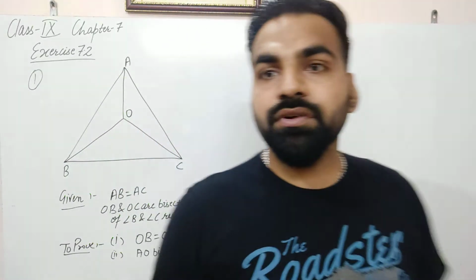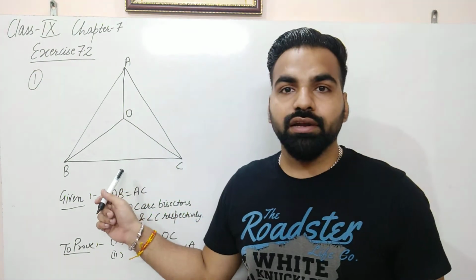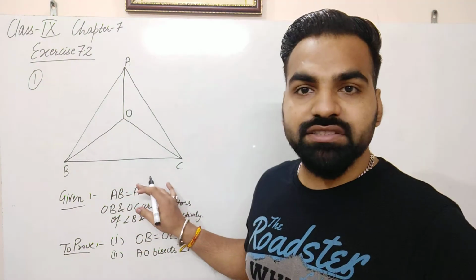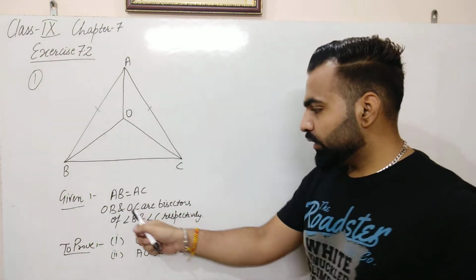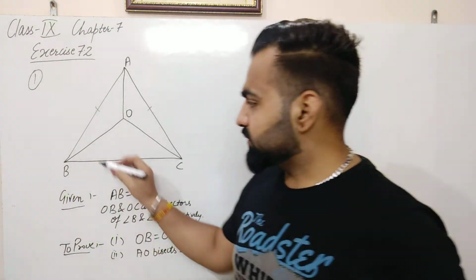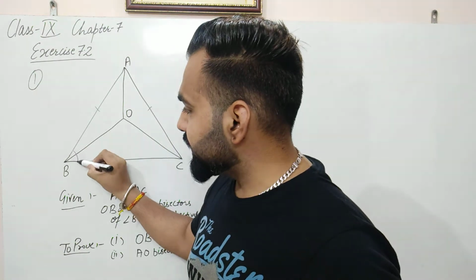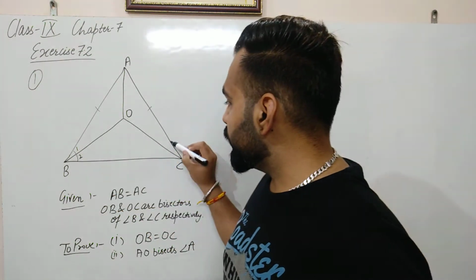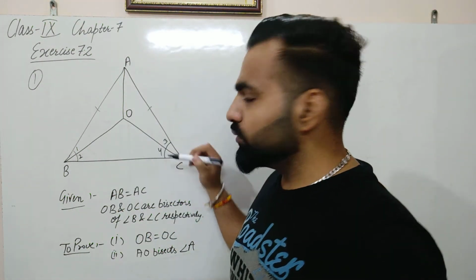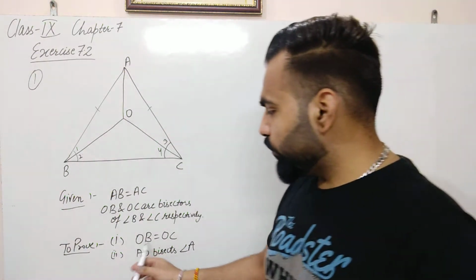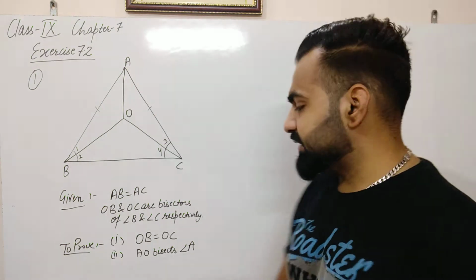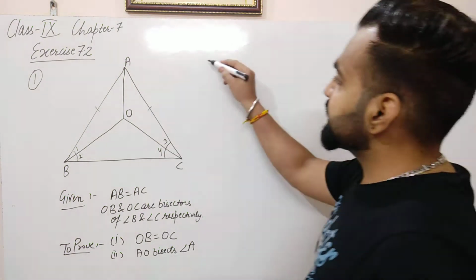Let us see question number 1 now. This is the figure here. It is given that AB is equal to AC. That means the triangle is an isosceles triangle. OB and OC are bisectors. So these are bisectors. That means this angle 1 is equal to 2 and 3 is equal to 4 here. So two things we have to prove: OB is equal to OC and AO bisects angle A. So let's start the proof.